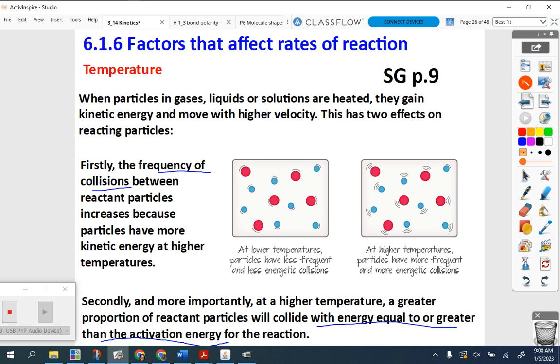Okay, so higher temperature means not only more frequent collisions because of higher speeds, but also the collision is more likely to be an effective collision that is above the activation energy because the particles have more energy, they're going to collide with more energy, so the reaction's going to go faster because more chances to not only have collisions at all, but then also for each collision to be more effective.